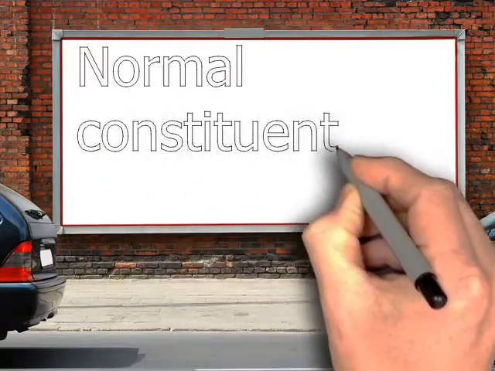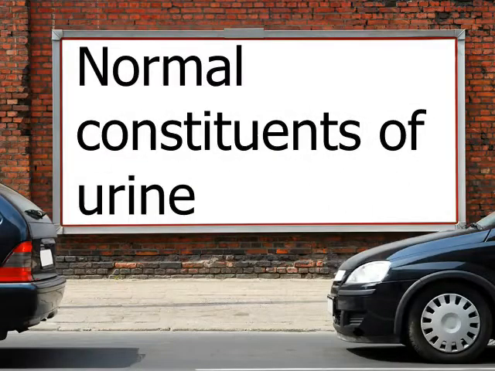Normal constituents of urine. Chemically, urine is composed of water, organic substances and inorganic substances. Water constitutes about 95% of the urine and the other substances form the remaining 5%. The organic substances mainly include urea, uric acid, creatinine, ammonia and hippuric acid. The inorganic substances include salts such as chlorides, sulfates and phosphates of potassium, calcium and magnesium.